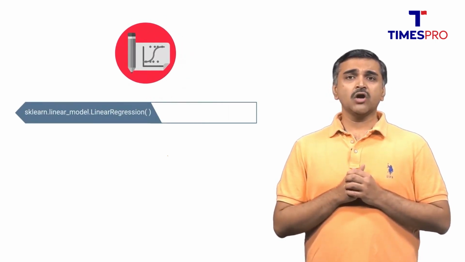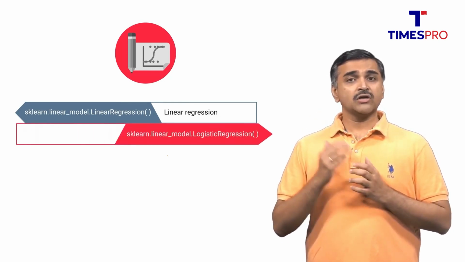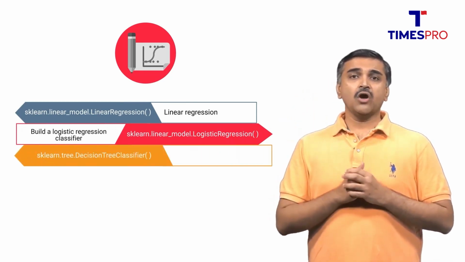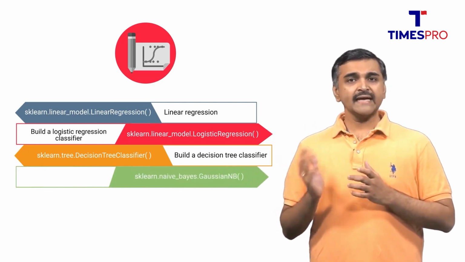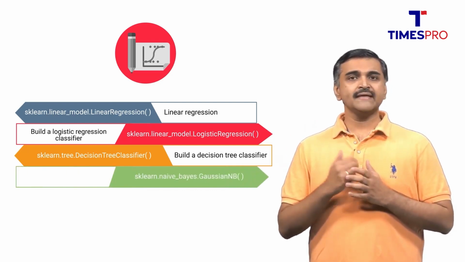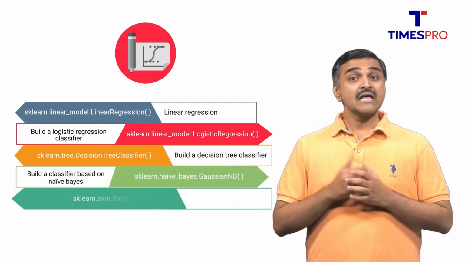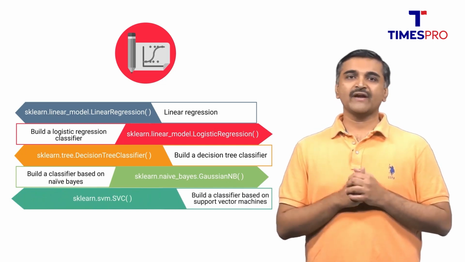Now, let's take a look at the classes in Scikit Learn module used for classification and regression. sklearn.linear_model.LinearRegression is used for linear regression. sklearn.linear_model.LogisticRegression is used to build a logistic regression classifier. sklearn.tree.DecisionTreeClassifier is used to build a decision tree classifier. sklearn.naive_bayes.GaussianNB is used to build a classifier based on Naive Bayes. sklearn.svm.SVC is used to build a classifier based on support vector machines.